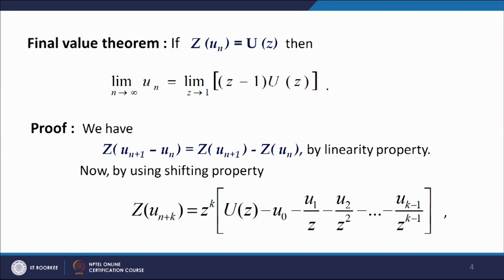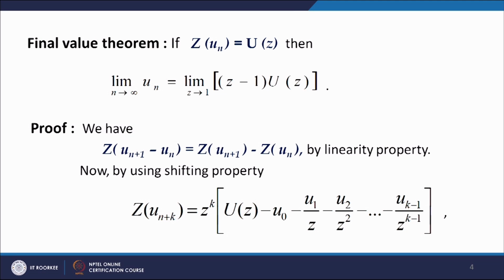Suppose we take the Z transform of the sequence u_{n+1} minus u_n. Then by linearity property we can write it as Z of u_{n+1} minus Z of u_n, and then we use the shifting property, shifting of the sequence u_n to the left. So, Z of u_{n+k} is z to the power k into U(z) minus u_0 minus u_1 by z minus u_2 by z square and so on, minus u_{k-1} z to the power k minus 1.